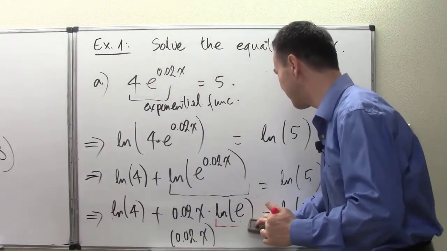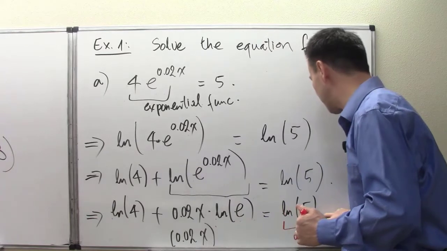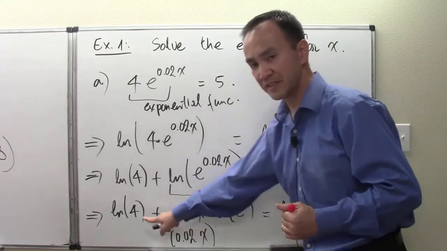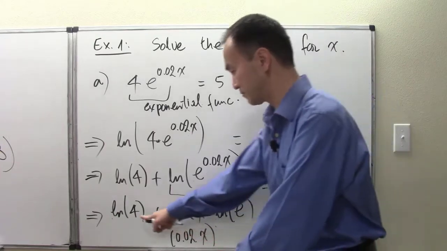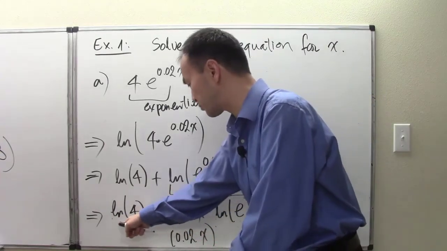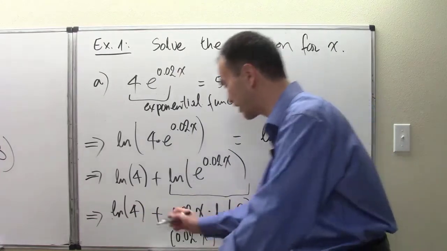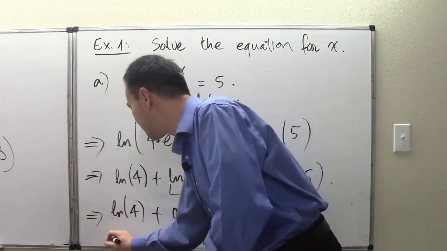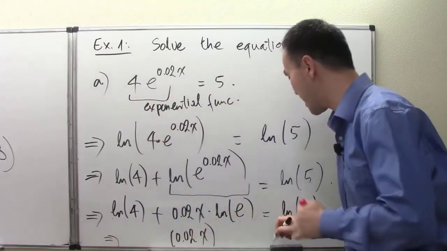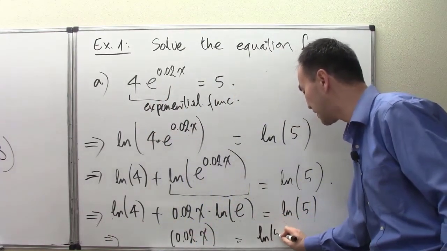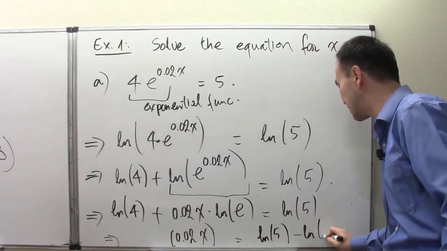For anyone viewing the lesson up to this point, you allow me to assume that you are advanced enough now in your math learning. So the next step I'm doing here, I'm going to subtract natural log of 4 from both sides, leaving my equation 0.02x to equal the right hand side, which becomes natural log of 5 minus natural log of 4.